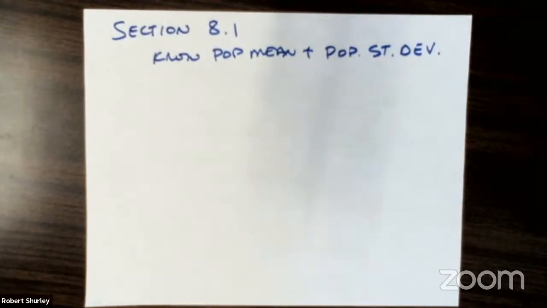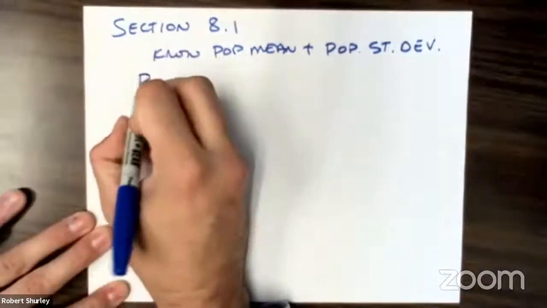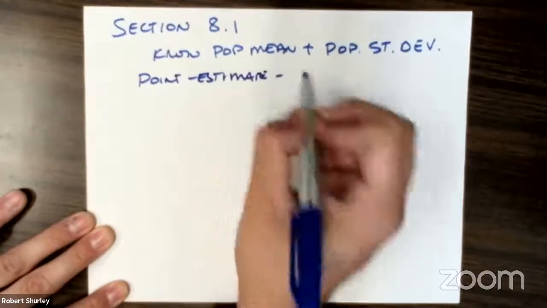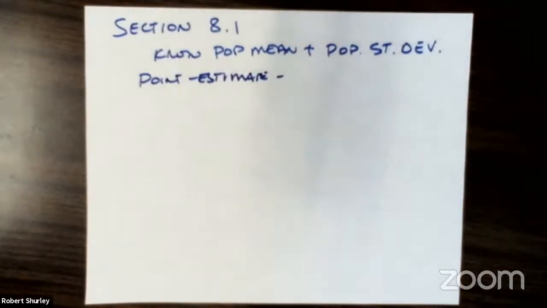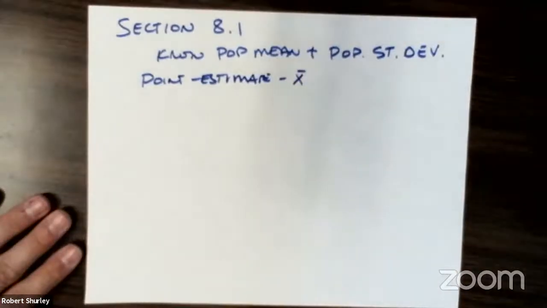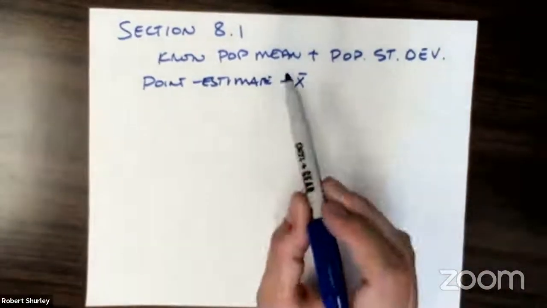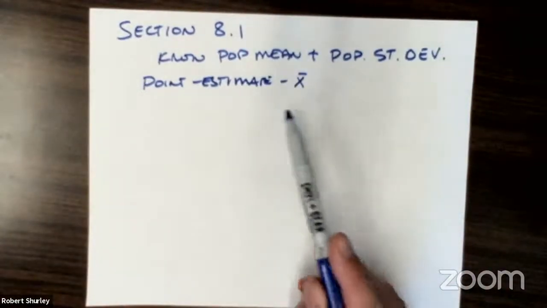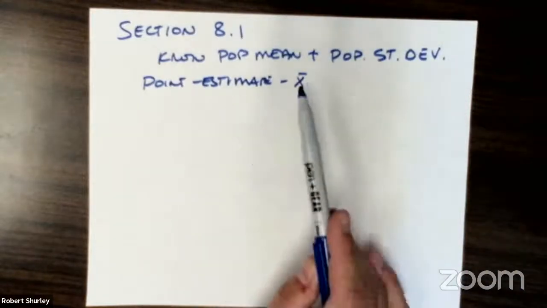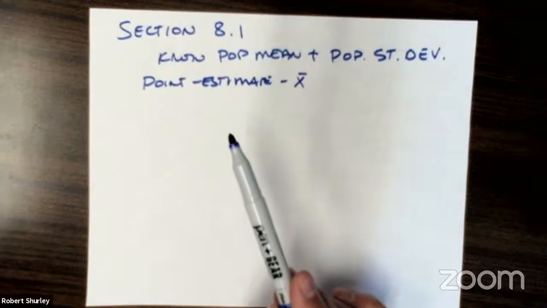But the first thing your book goes over is point estimate. It says it is a single number that is used to estimate the value of an unknown parameter. So a point estimate for us is going to be like X bar, the sample mean. It is a great example of a point estimate because it is a single value that is estimating the population mean, which we don't know, right? So single value estimating the population mean.